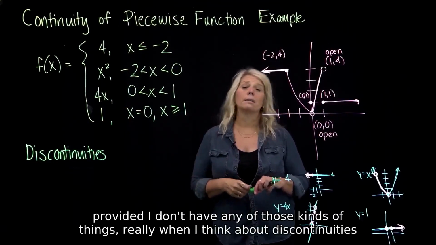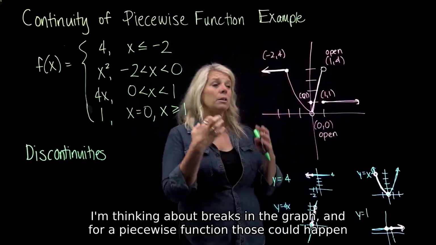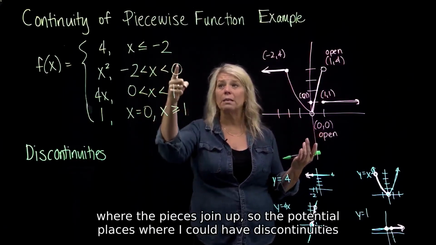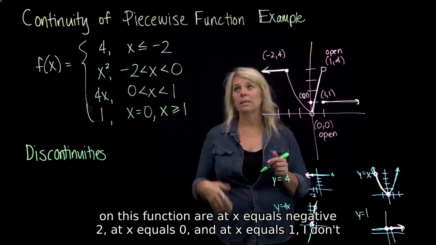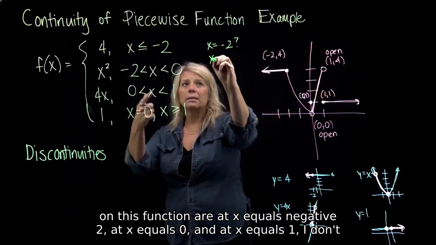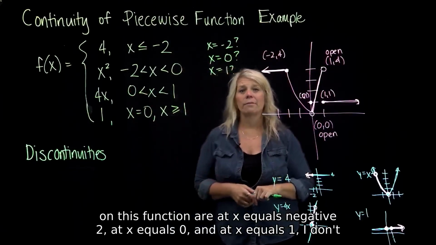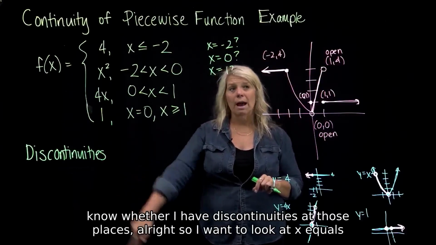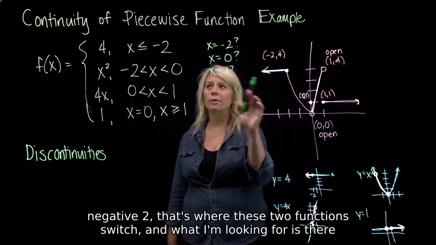Provided I don't have any of those kinds of things, really, when I think about discontinuities, I'm thinking about breaks in the graph. And for a piecewise function, those could happen where the pieces join up. So the potential places where I could have discontinuities on this function are at x equals -2, at x equals 0, and at x equals 1. I don't actually have discontinuities at all those values, but those are the places to consider whether I have discontinuities at those places.